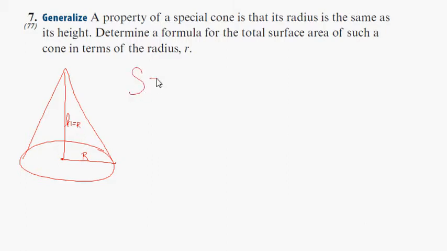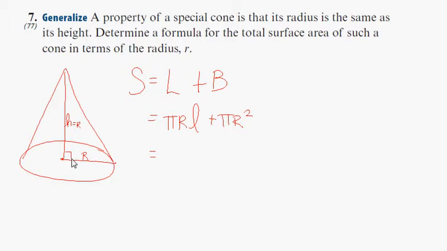So let me just remind you that total surface area represents the lateral area plus the base. And the lateral area is represented by pi r L, with the L representing the slant height. And then the base, of course, is a circle, so that gives us pi r squared, okay? So it looks like it should be fairly straightforward, doesn't it? Except that this slant height, we don't know. We don't know what this slant height is right here.